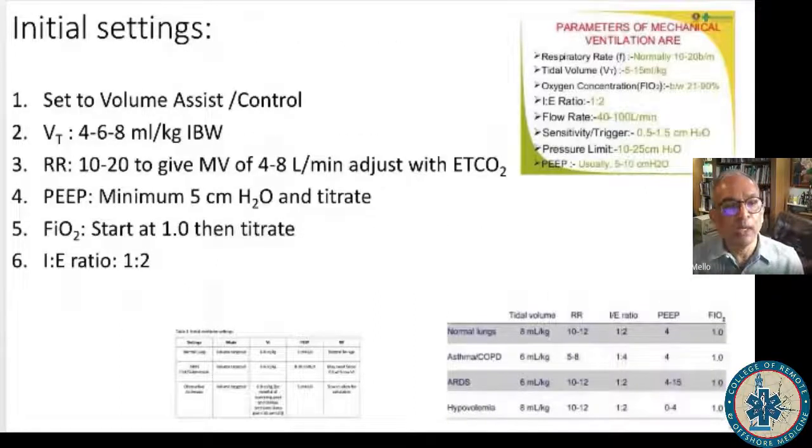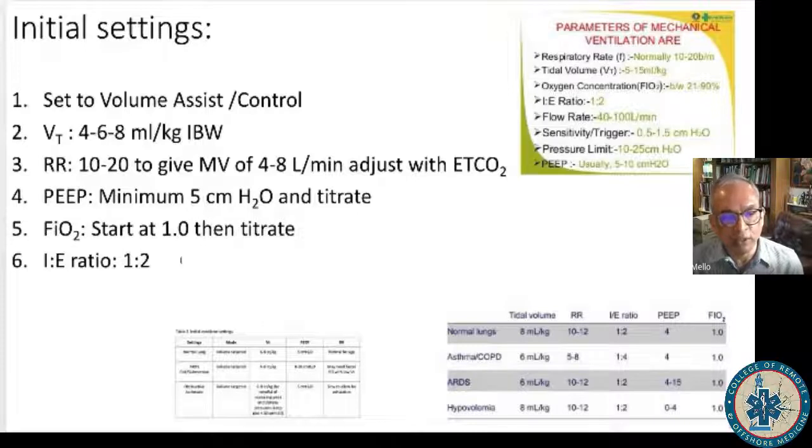So your initial settings will be volume controlled. Here is a different concept. And the reason why I want to give you this one rather than the simpler one of 6 mils per kilogram is because this is a range depending on the state of the patient and what disease process and comorbidity the patient has. And you can give a higher respiratory rate to maintain the ventilation of 4 to 8 mils, adjusting the end-tidal CO2. A minimum of 5 centimeters of PEEP and titrate.